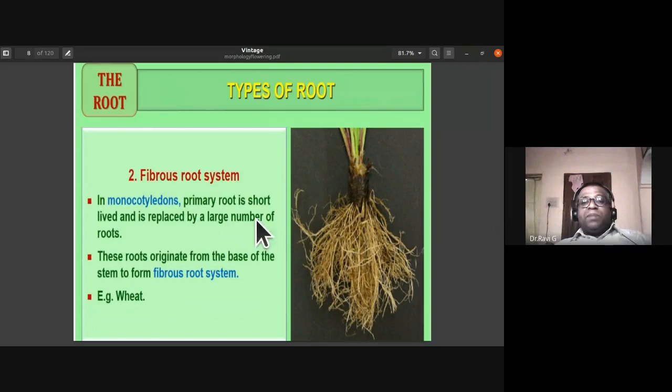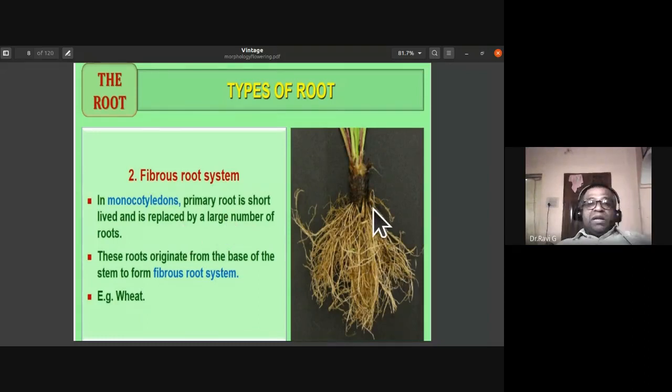So fibrous root system. See, in monocotyledonous plants, primary root is short-lived, that is radicle is short-lived and is replaced by a large number of roots. So these roots originate from the base of the stem and they form this fibrous root system. So example, wheat, paddy, all the cereals, they exhibit this fibrous root system. All the monocot plants, they exhibit this fibrous root system.